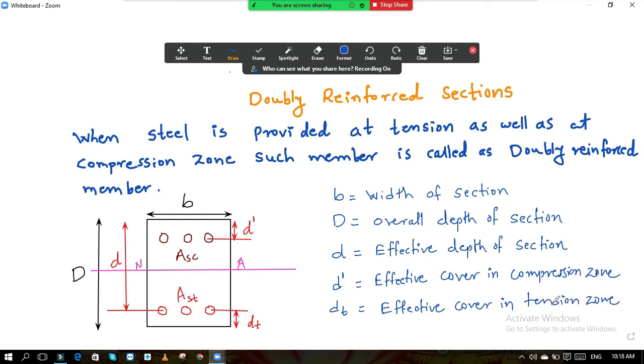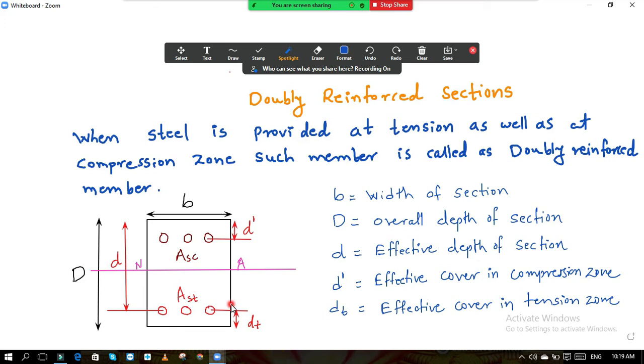AST, you know that, so I will not write it. What is AST? AST is the area of steel in tension zone. And what is the meaning of ASC? ASC is the area of steel in compression zone. T stands for tension, C stands for compression. So now this is the overall look of a doubly reinforced section.